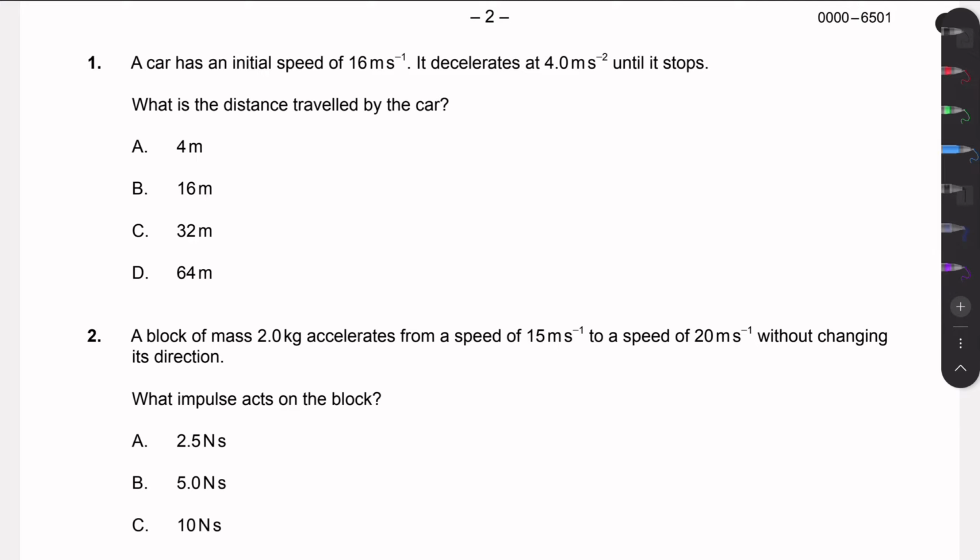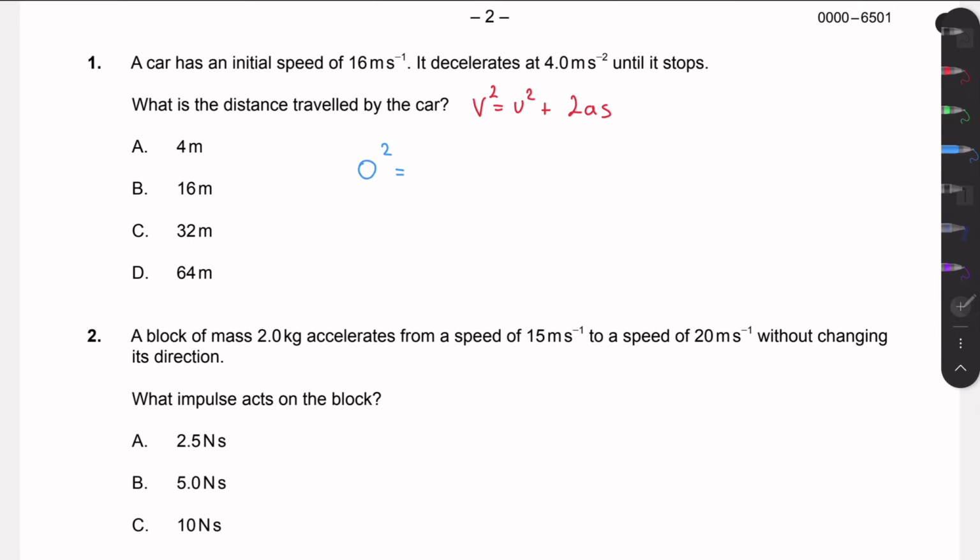To begin with, question 1 says we have a car traveling at an initial speed of 16 meters per second and it is decelerating at 4 meters per second squared. We need to calculate the distance traveled. Here we can use the SUVAT equations, specifically this one. We know the final speed, as when we stop, it will have a speed of 0. We know the initial speed, we know the acceleration, so we can easily calculate the displacement.